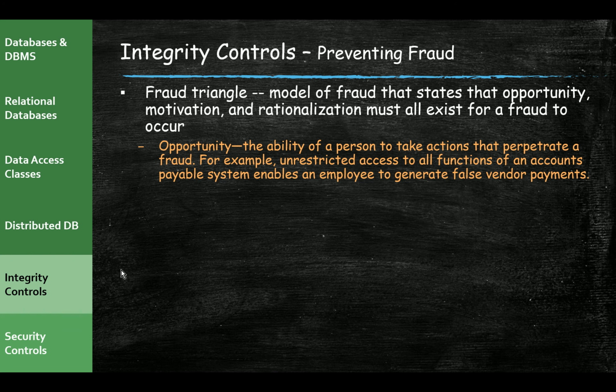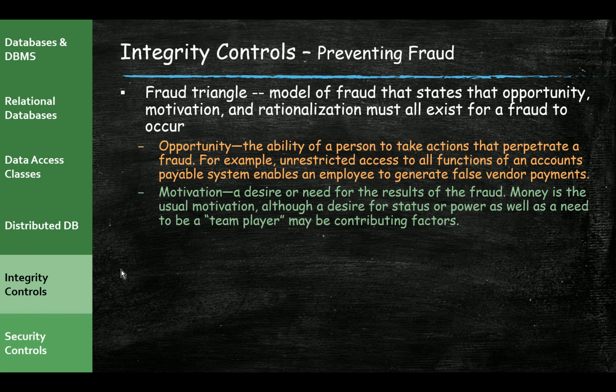So the first part of the triangle is the person has the ability to do something they're not supposed to do. But second is the motivation, or a desire or need for the results of the fraud. So if you've got somebody who works in accounts payable that needs the money, and they have the ability to get that money by making a false payment.